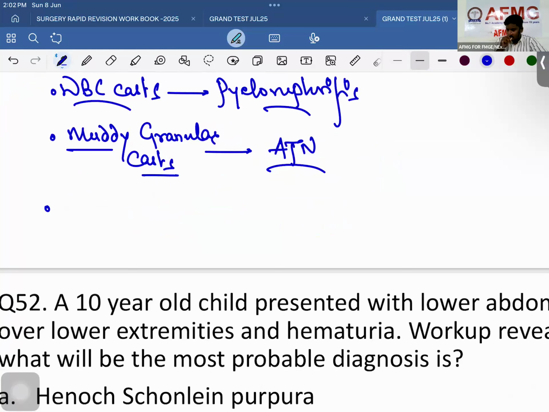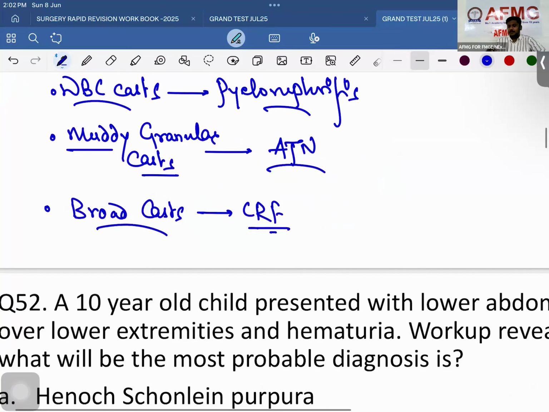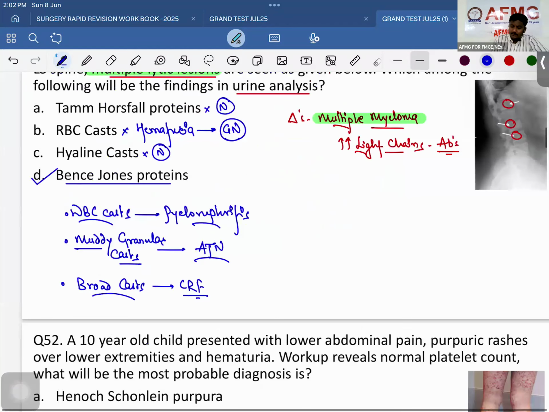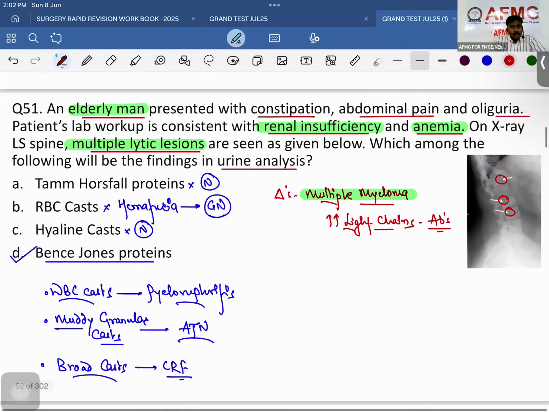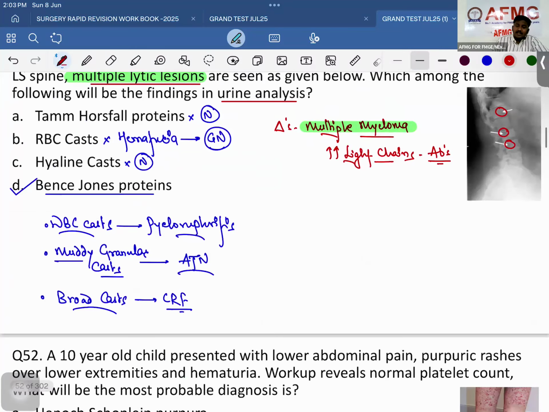Next important, if they ask you, sorry, about the broad casts. Broad casts are usually seen in patients suffering from CRF. What is CRF? Chronic renal failure. So in patients of CRF or chronic renal failure, you are able to see broad and waxy cast, beta. That is important to be remembered. Hopefully done. So these are the expected urine analysis findings that you need to be aware of, beta.